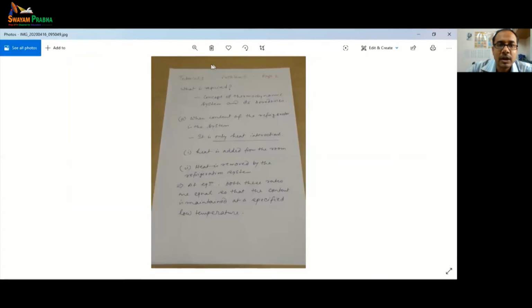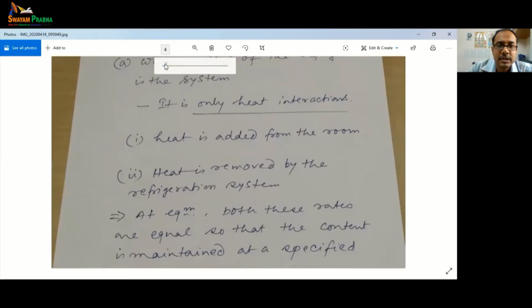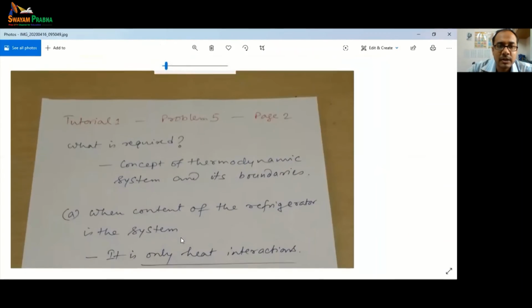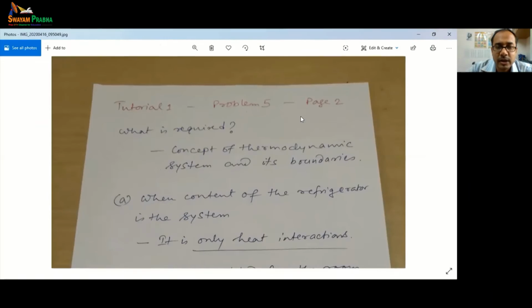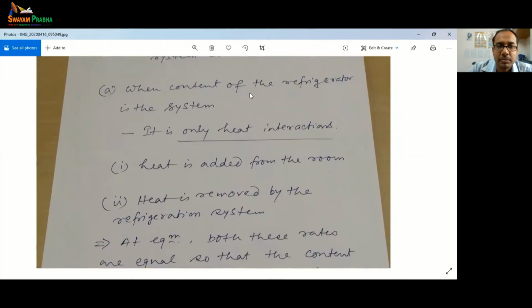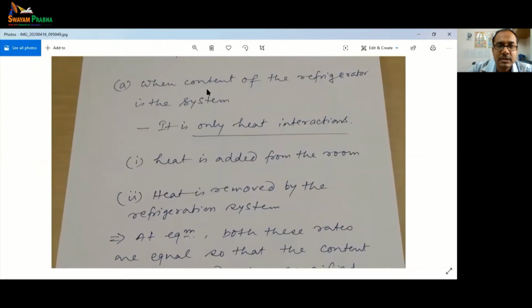Okay, so now let's see what we require. Here we require the concept of thermodynamic system and its boundaries that you have learned, I assume, and let's see whether we can solve this problem. So first case is when the content of the refrigerator is your system.